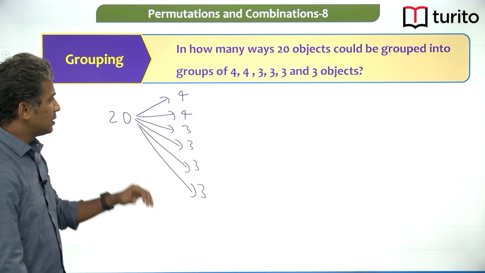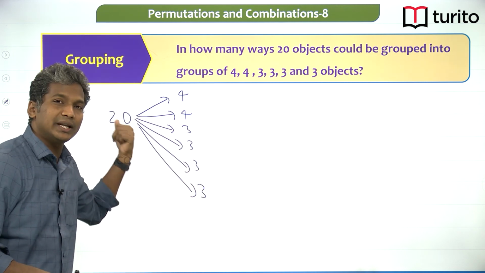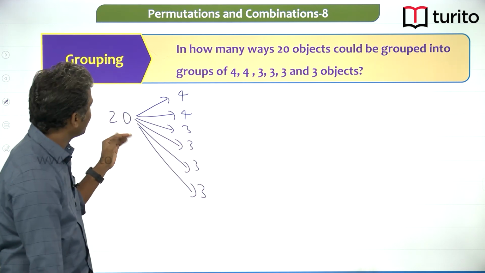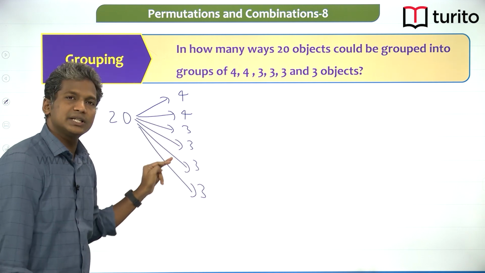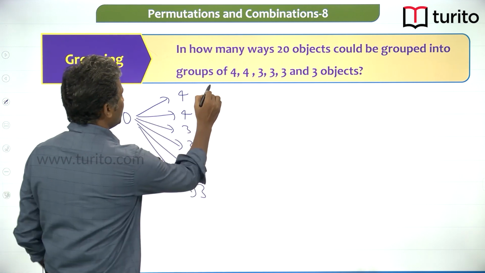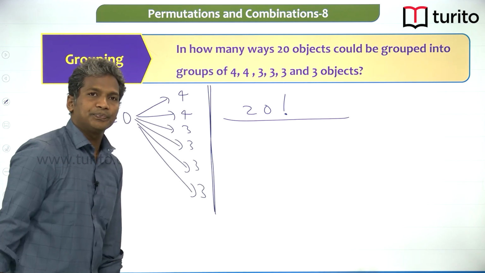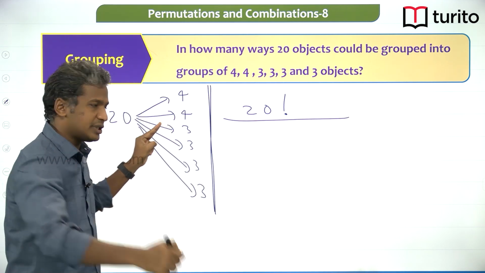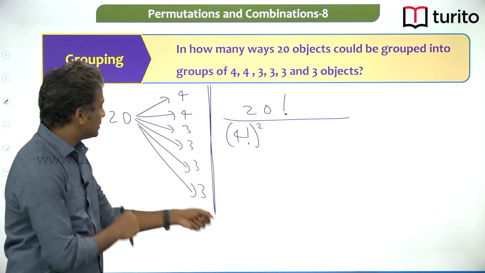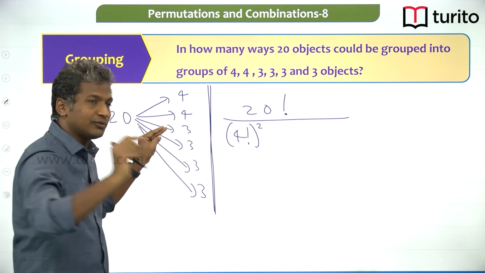Now before we proceed, make sure that the summation is equal to 20. If it is not, there will be an extra factorial. So I am going to use the formula directly here. 4 plus 4 is 8 and 4 into 3 is 12, 12 plus 8 is 20. So the sum of all these is equal to 20. So that means we can say that it is going to be 20 factorial divided by 4 factorial coming 2 times. So 4 factorial square, and because these two groups are having the same number, there is a symmetry of grouping.